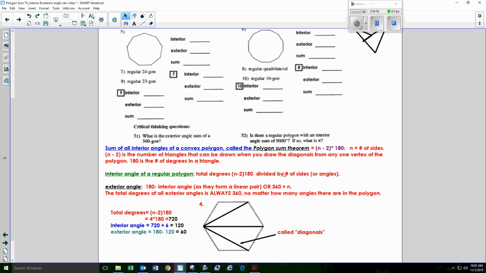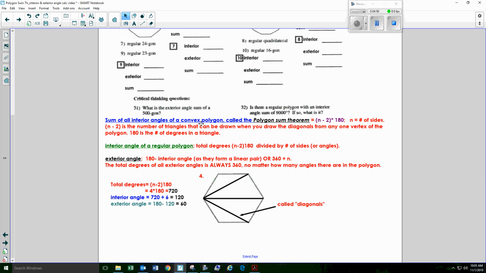Okay, so the formula for the sum of all the interior angles of a convex polygon. Remember, we're only dealing with convex polygons. The name of that is called the polygon sum theorem, and that formula or expression is n minus 2 times 180. N meaning the number of sides in that polygon. So in this case, we have a hexagon here, 6 sides. So n is 6.